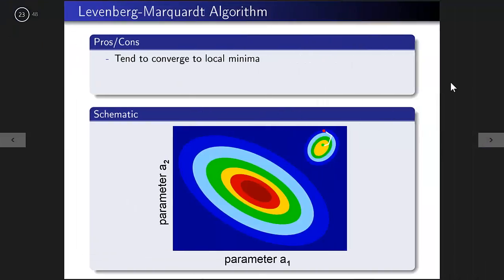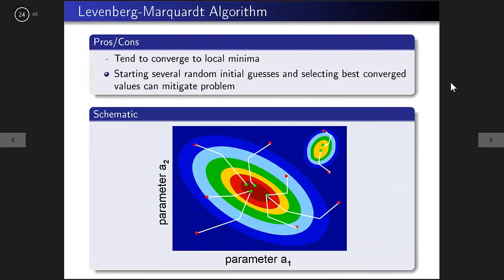So one of the pitfalls of this method is that because it's always looking to go downward, you can end up in a local minima. Simulated annealing allowed you to get out, but this is always trying to reduce.